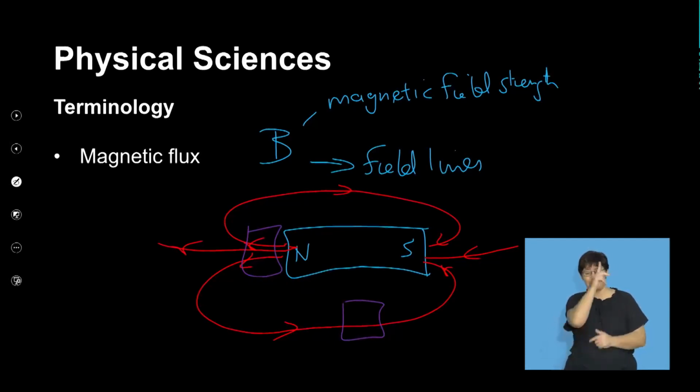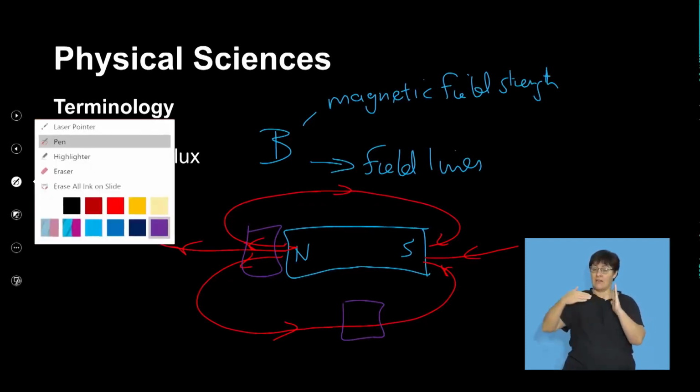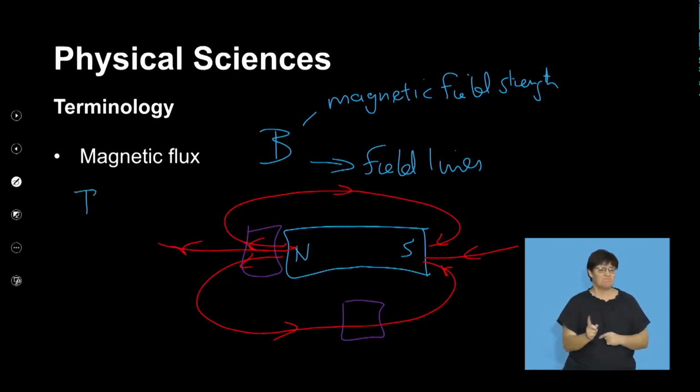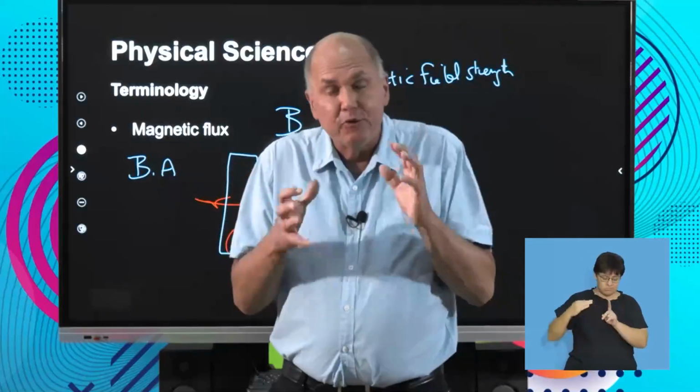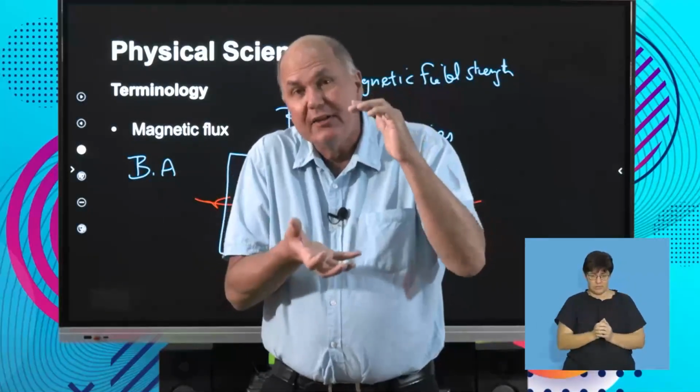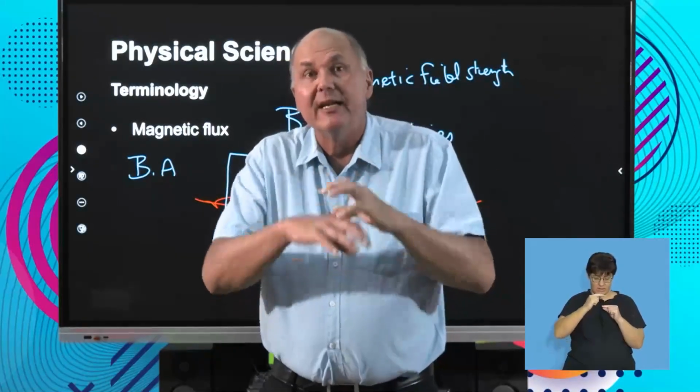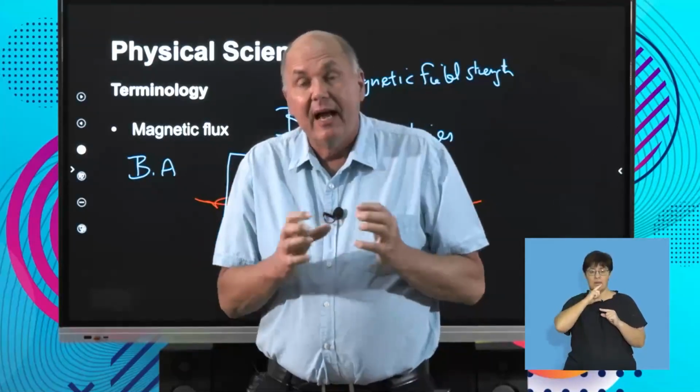Bear in mind now that magnetic flux is not just the field, but magnetic flux is defined as B times the area that is at 90 degrees to the field lines. So it's the area that the field lines cut through. At that point, the field lines are all passing through this area. And we'd have to look at how closely those lines are packed together to get an idea of magnetic flux.